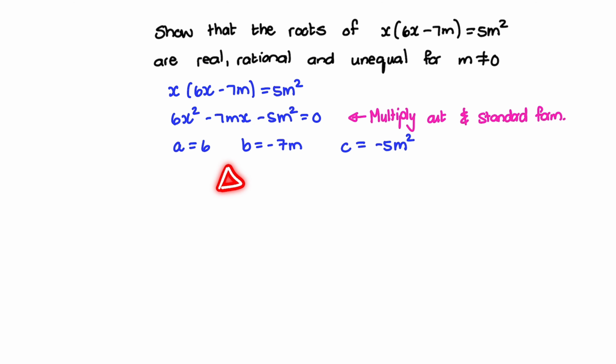So if I want to find delta, I need a b value, an a value, and a c value. So the a value is the coefficient of x squared, so that is 6. The b value is the coefficient of x, so that is negative 7m. And the c value is the term without an x, so that is negative 5m squared.